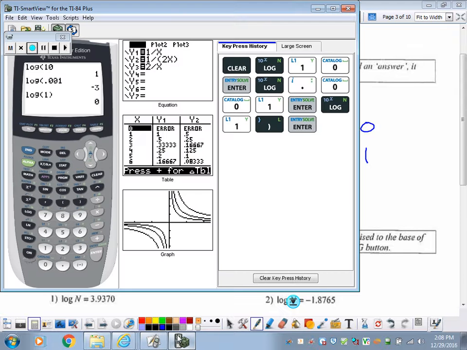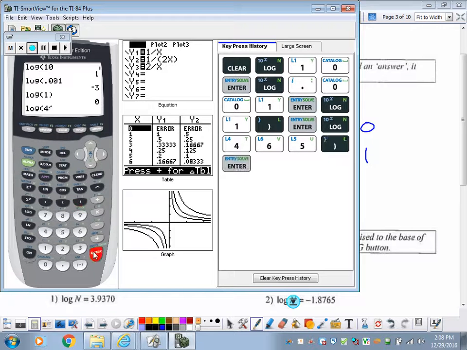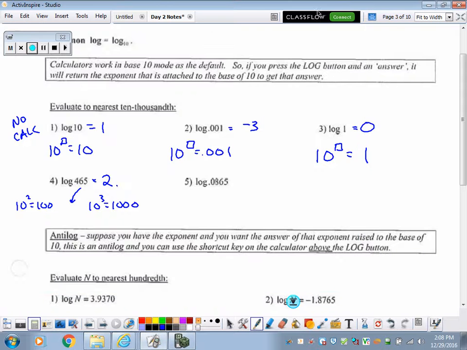So if I want to find out to what exponent I should raise 10 in order to get 465, now I am anticipating 2 something, and it is 2.667. So that makes sense, again, because it's increasing faster.